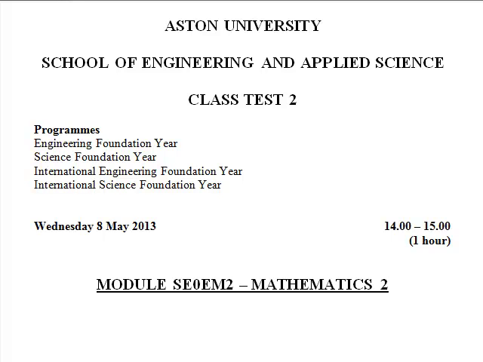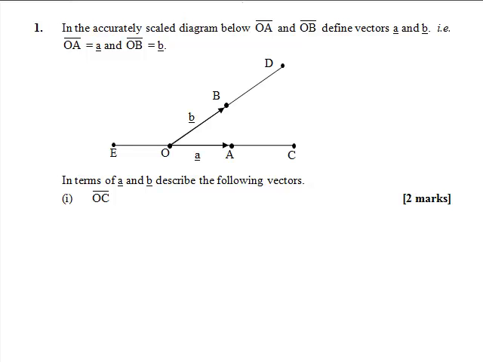Class Test 2 from May 2013. Question 1. In terms of A and B, describe the following vector, O to C.